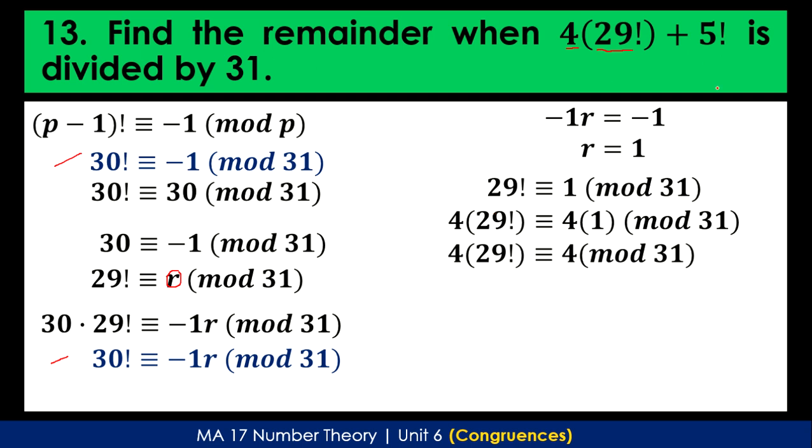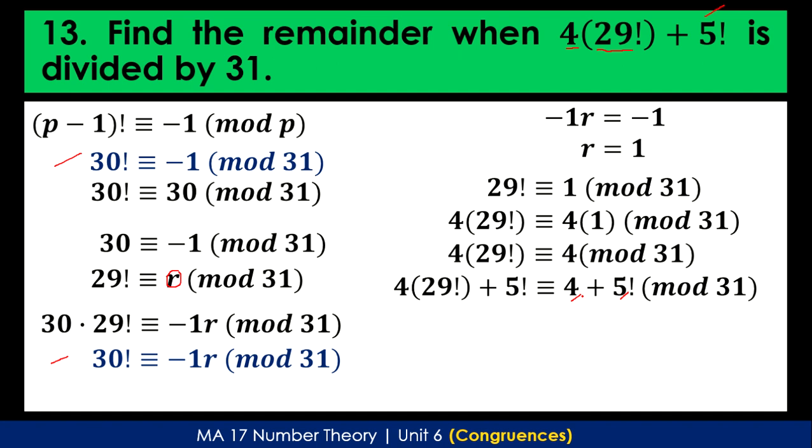But again, we need to add that 5 factorial. So let's add 5 factorial to both sides, and we'll have 4 plus 5 factorial. And 5 factorial is 5 times 4 times 3 times 2 times 1, and that is 120. So 120 plus 4 is 124.